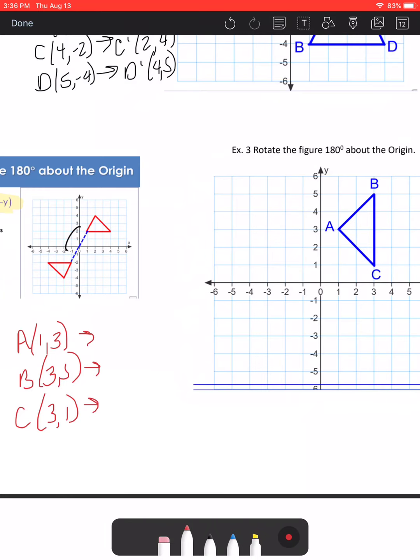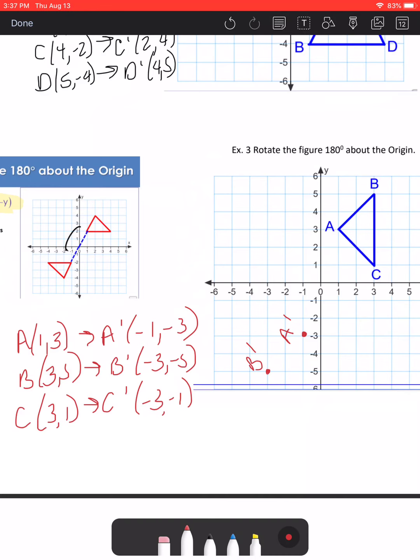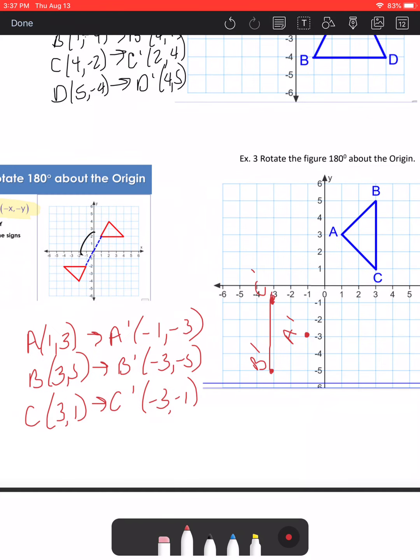Now I want to identify my image points. So for A prime, notice x and y stay in their positions. The only thing that changes is that they are negated. So A prime is now (-1, -3). B prime is now (-3, -5), and C prime is now (-3, -1). So I'm going to go ahead and plot these points: (-1, -3), A prime. B prime is (-3, -5), and C prime is (-3, -1). And there you have it.